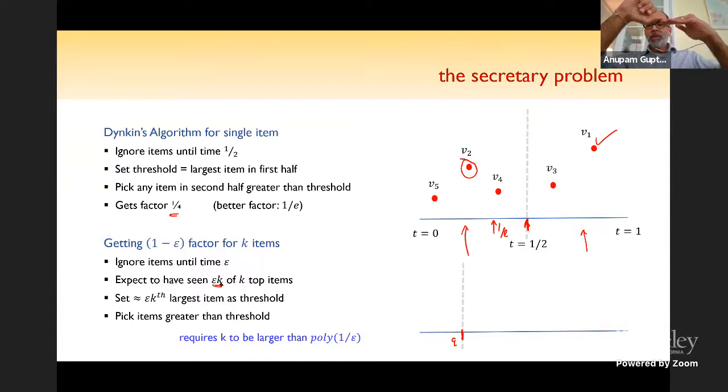So if you set your threshold to be like the epsilon kth largest item, that's a pretty good threshold to go for. And indeed, you can show that if you pick items greater than this threshold, and I'm cheating a little bit because you need to account for variance, but you can control the variance. So as long as k, the number of items you're picking, is something which depends on 1 over epsilon, like 1 over epsilon squared, which is coming for the usual Chernoff type reasons, you do pretty well. Okay. So if you want to pick many items, you can get 1 over 1 minus epsilon approximation. If you want to pick a single item, like a 1 over E approximation. So this, remember, we assumed that all the items were coming at random times or in random order, really.